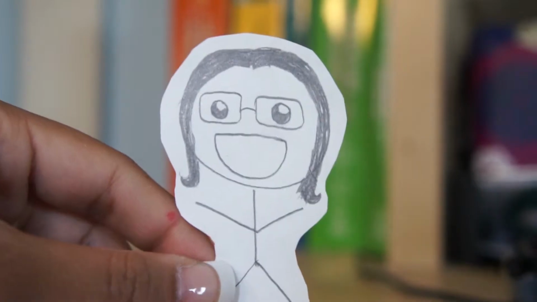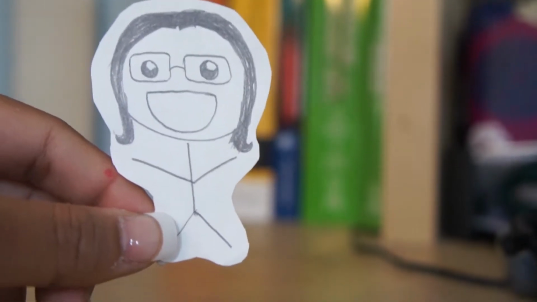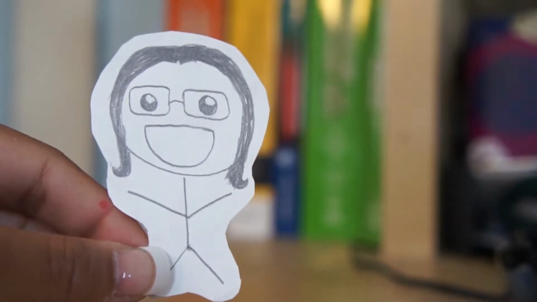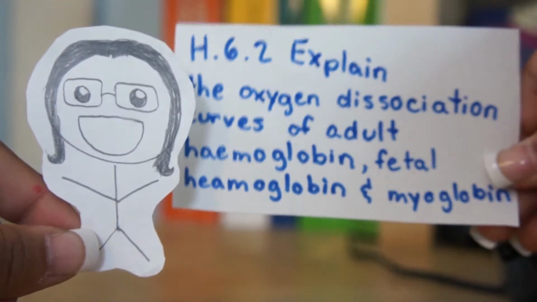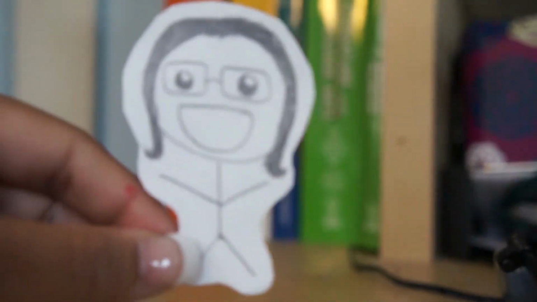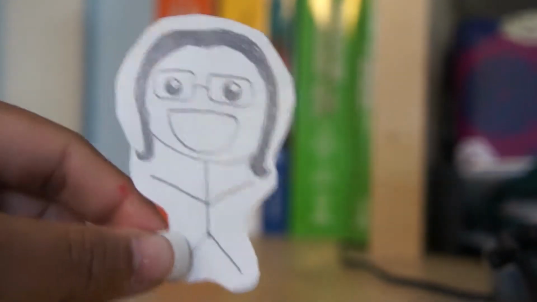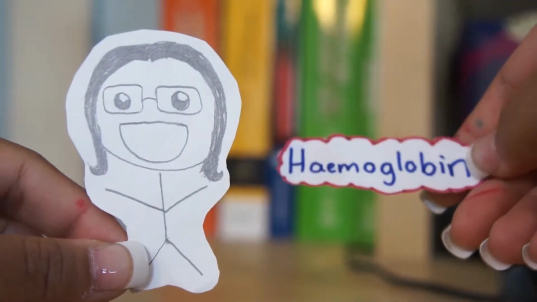I'm going to continue the lesson with H.6.2. In H.6.2, we have to explain the oxygen dissociation curves of adult hemoglobin, fetal hemoglobin, and myoglobin. But before we start, what exactly is hemoglobin, you ask?